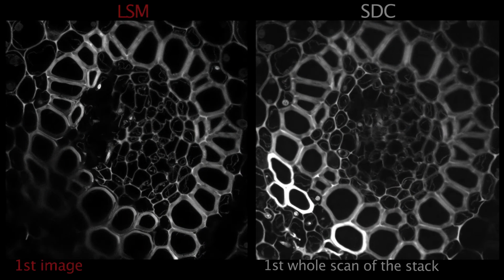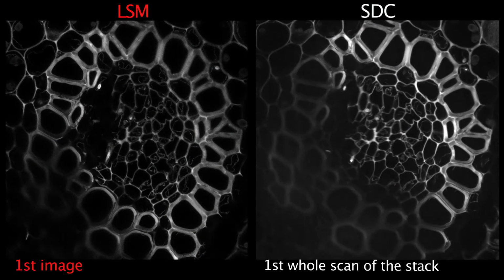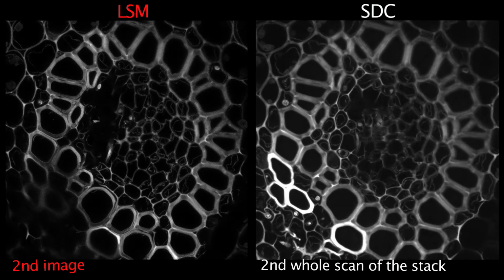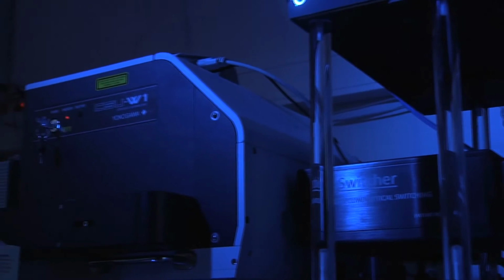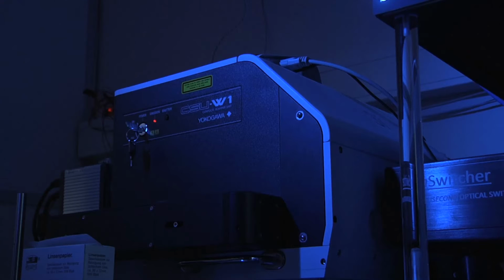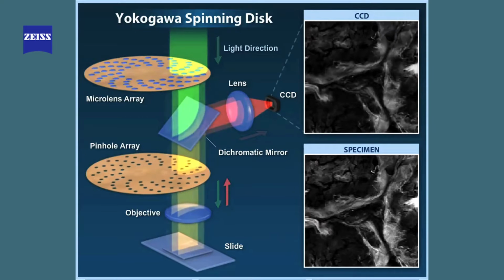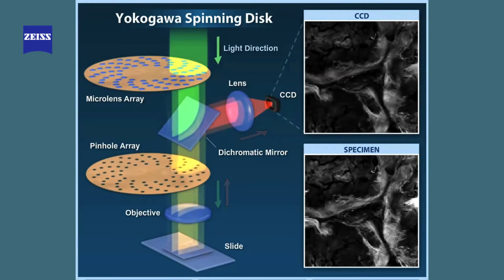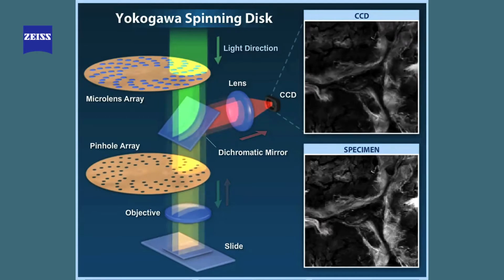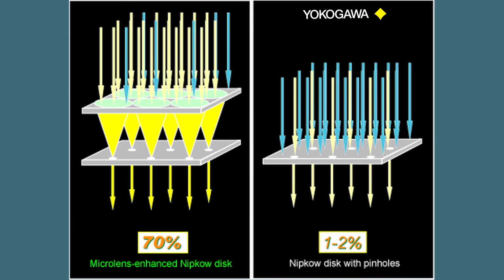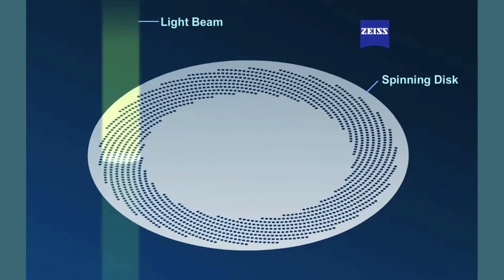For the time SDC needs to acquire a stack of 22 images for 2 scans, LSM only gets 2 images. What makes the SD system faster is the Yokogawa Confocal Scanner Unit. It is arranged by 2 coaxially aligned discs with nested spirals of thousands of pinholes and a dichromatic mirror positioned in between. Yokogawa improved the illumination of the specimen up to 70% by adding microlenses to the top of the pinholes in the upper disc.